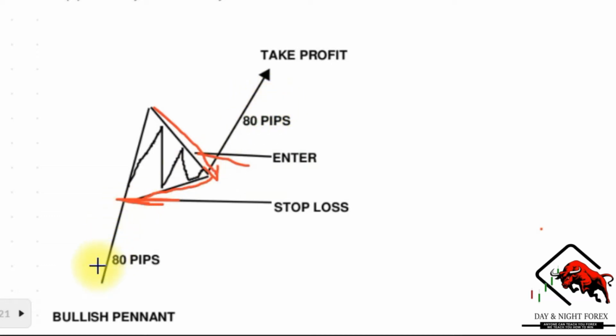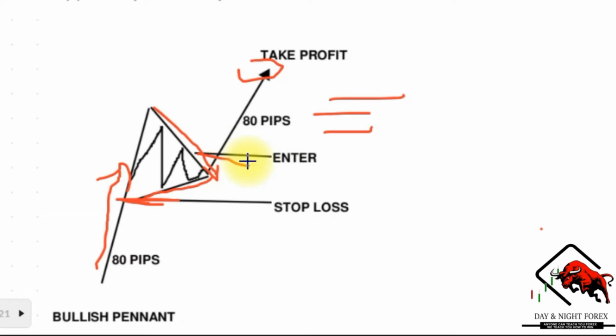So you should measure the size of this pole, the initial price rise, how much the market rises on that pole, and that should give you your take profit target. But again, it is wise to use a trailing stop loss so that you can capture the most out of this. But that's basically how you figure out your take profit point. So place your profit target the same distance above the pennant breakout point. If the initial rise was 80 pips in size, you should place your profit target 80 pips above your entry point, your trade entry point.